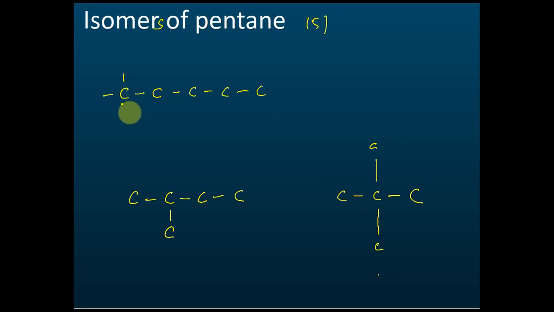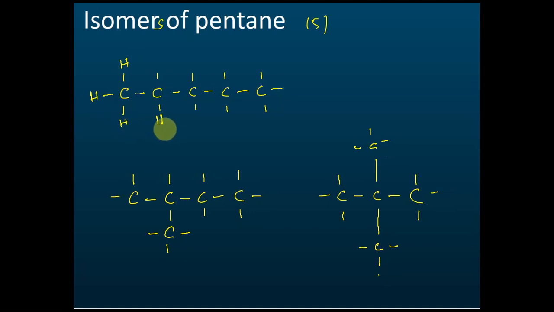So every carbon has four covalent bonds. So try to draw the covalent bonds for all the carbons, and don't forget the hydrogens. After we draw the covalent bonds, each covalent bond is attached to a hydrogen.